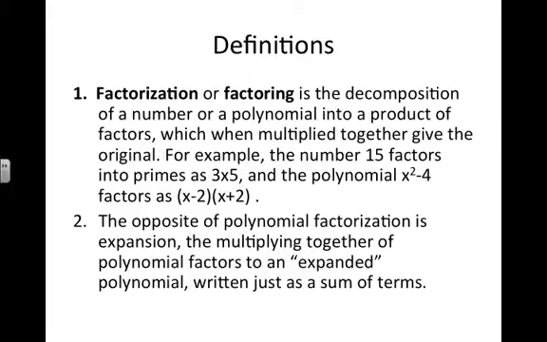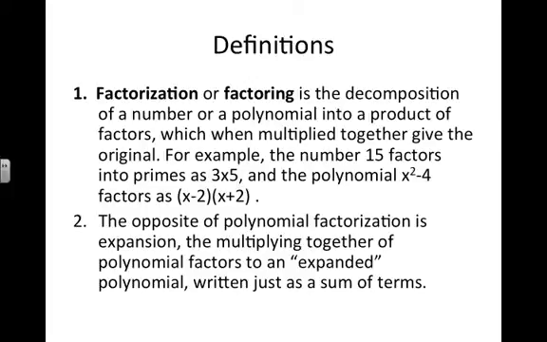So you're going to have some stuff multiplied together. So when you actually do the multiplication, you get back to the original. For example, the number 15 factors into primes as 3 times 5, and the polynomial x squared minus 4 factors as x minus 2 times x plus 2, because if you multiply x minus 2 times x plus 2, you get x squared minus 4.